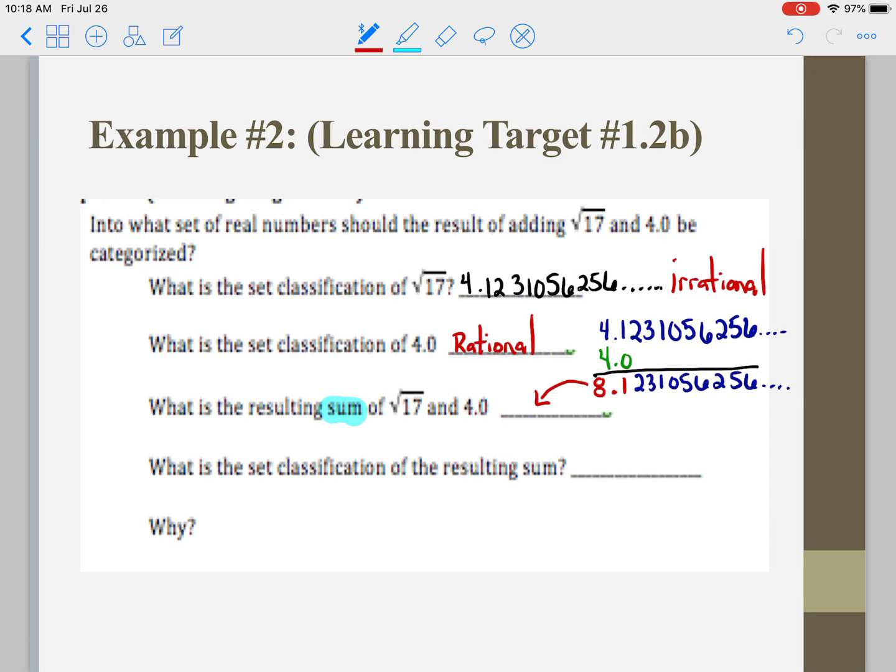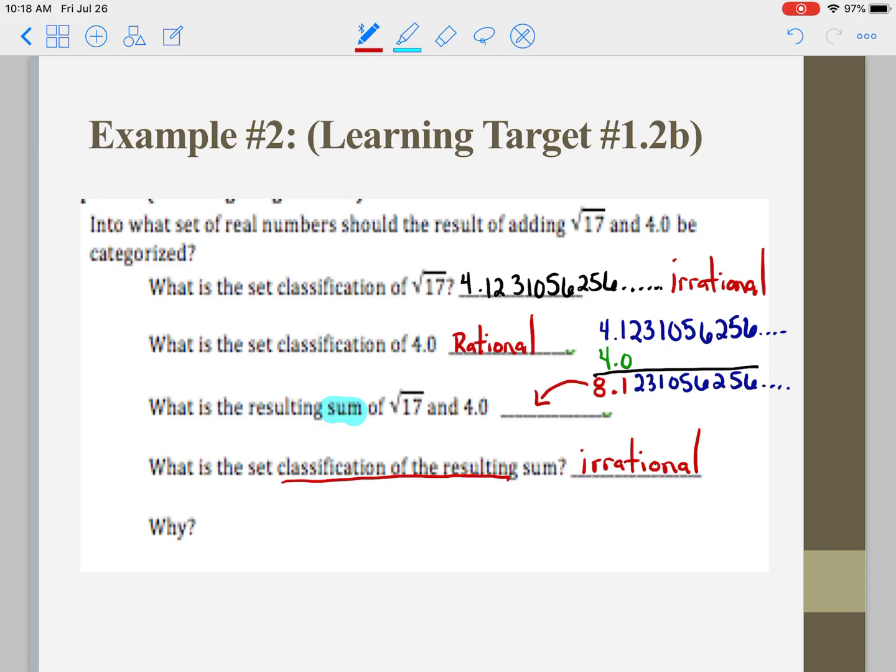And so looking at the next to last question about the set classification of the resulting sum, we notice that it is again a decimal that neither repeats nor terminates. And for that reason, we can conclude that we have an irrational number. And so the question is, why? Why do we have an irrational number?